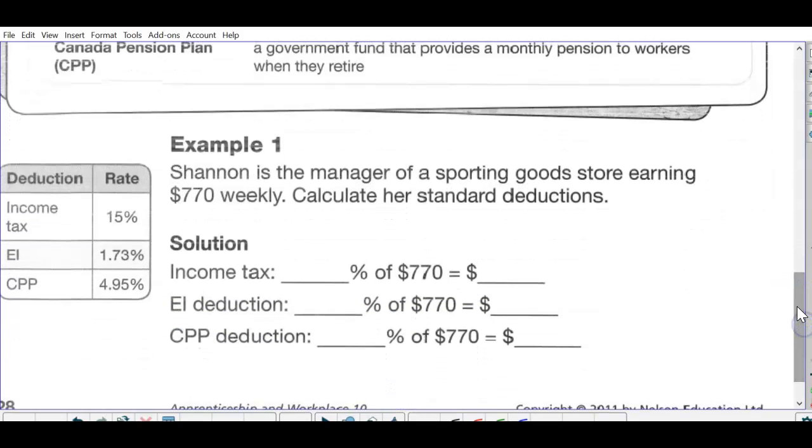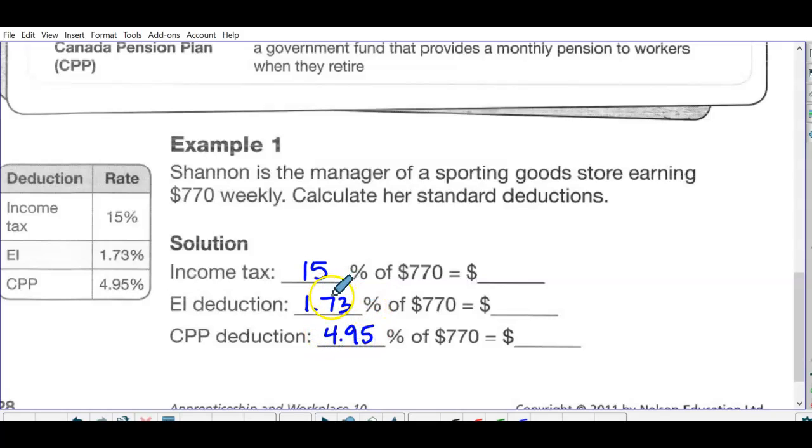So example 1, Shannon is manager of a sporting goods store earning $770 per week. Calculate her standard deductions. So here's where we have to actually calculate the deductions. So income tax is 15%. Each year these change slightly.